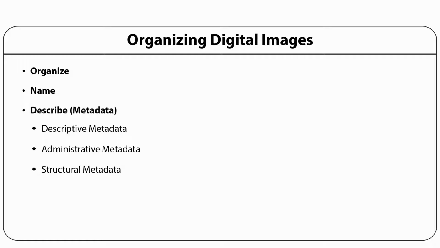Third one is describe, or metadata. Describe the scanned image files internally using the image header and externally using linked descriptive metadata files. So the following 3 types of metadata are associated with the digital objects. Metadata definition: metadata is data that describes other data.